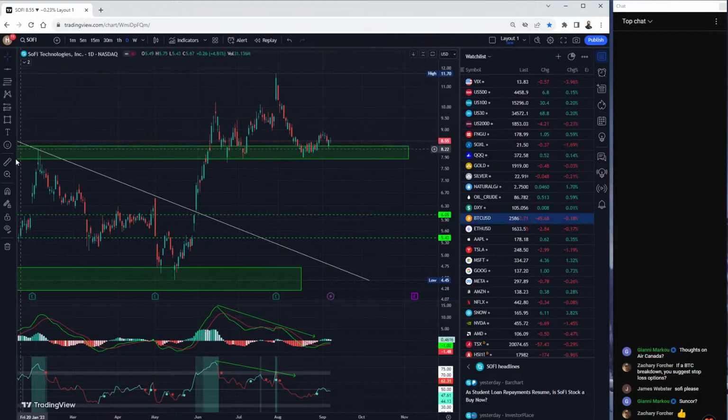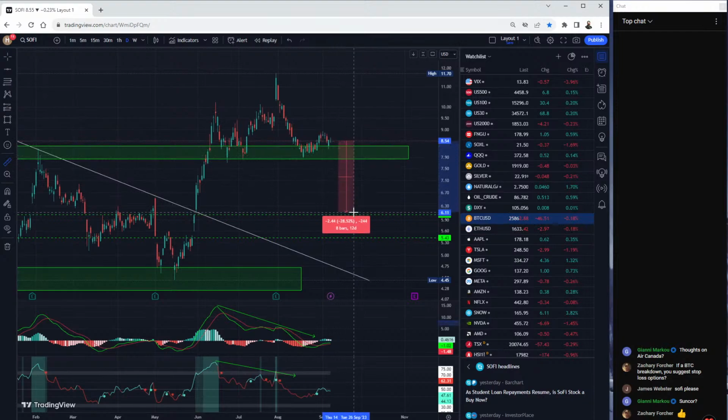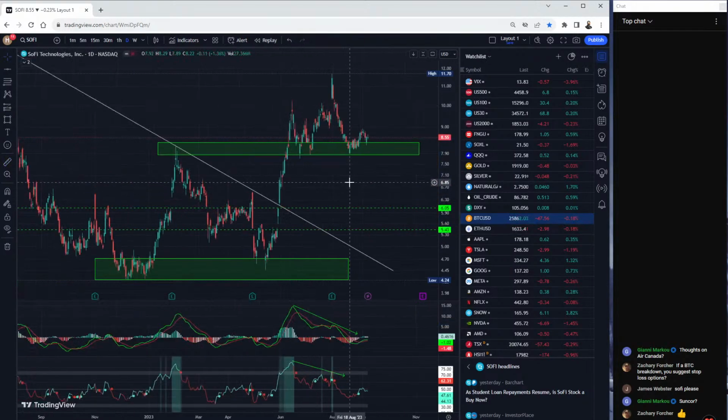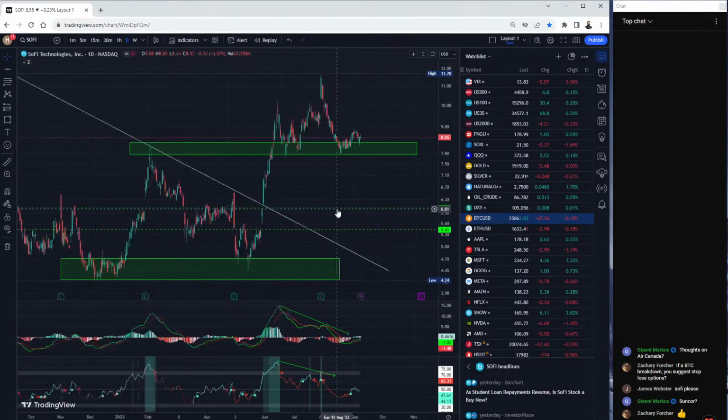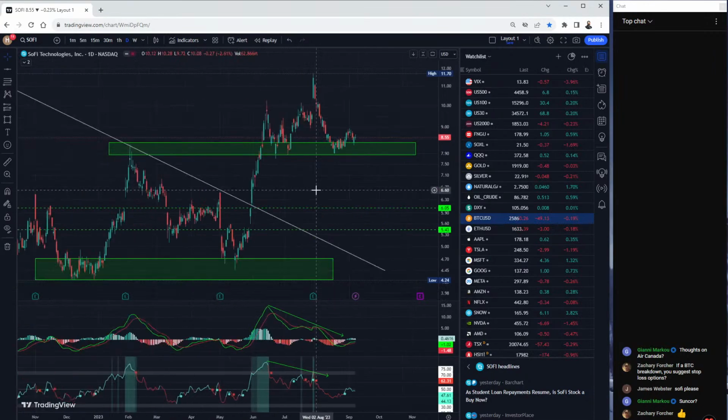gaps, 6.05 and 5.43. And then September is usually a bearish month, seasonality wise, so it can come almost 30% to fill the first gap, and then it could come back to fill the second gap as well. So be very careful. And on the other side, if you have cash and want to buy Sofi, wait for these gaps to fill, and then you can buy. All right, that's my review on that.